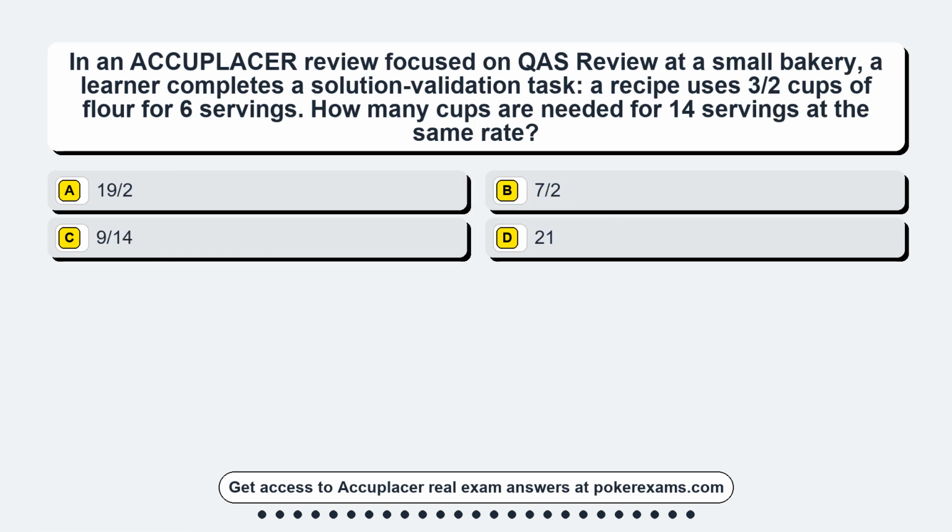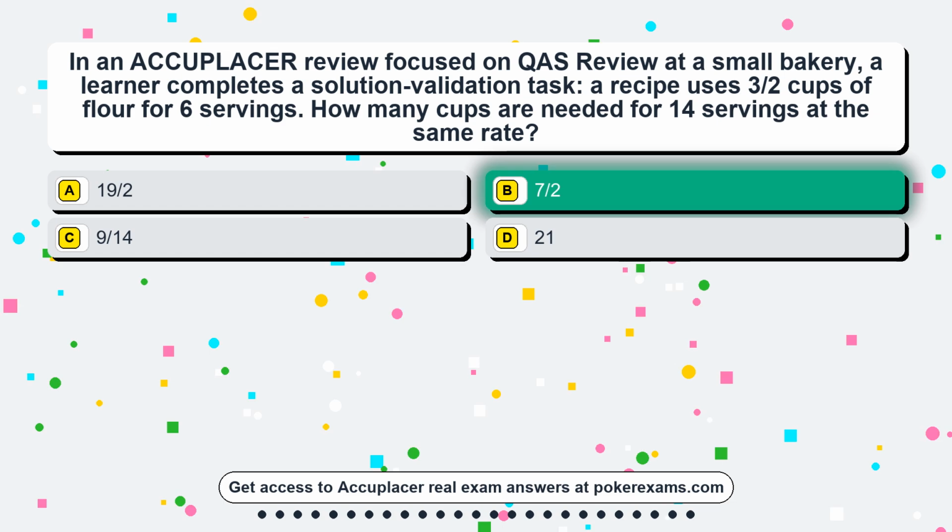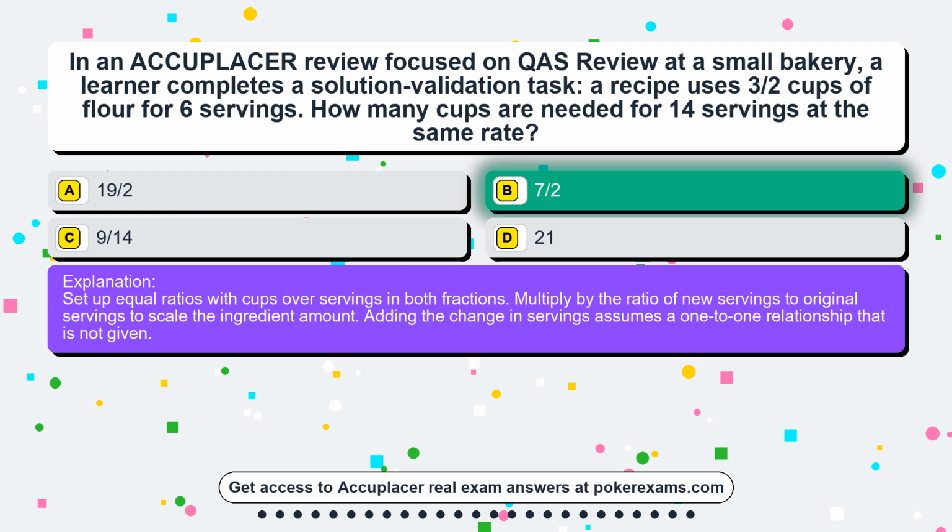Question 22. In an ACCUPLACER review focused on QAS review at a small bakery, a learner completes a solution-validation task. A recipe uses 3/2 cups of flour for 6 servings. How many cups are needed for 14 servings at the same rate? Option A, 19/2. Option B, 7/2. Option C, 9/14. Option D, 21. The correct answer is option B, 7/2. Set up equal ratios with cups over servings in both fractions. Multiply by the ratio of new servings to original servings to scale the ingredient amount. Adding the change in servings assumes a 1-to-1 relationship that is not given.